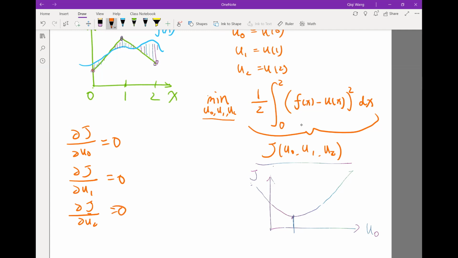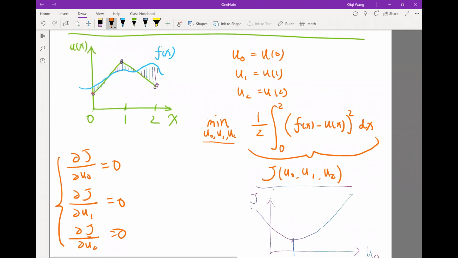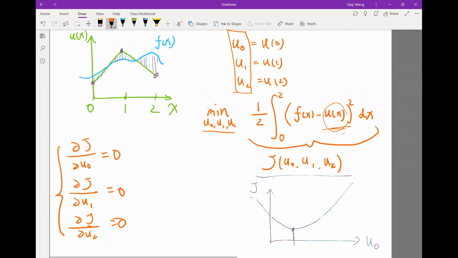Before we can do that, we want to substitute the form of u. We want to represent u as a function of these three numbers. So let's figure out how to do that. We're just doing this in this special case, and that actually generalizes later on into the finite element method for solving differential equations. Okay, so let's figure this out first.